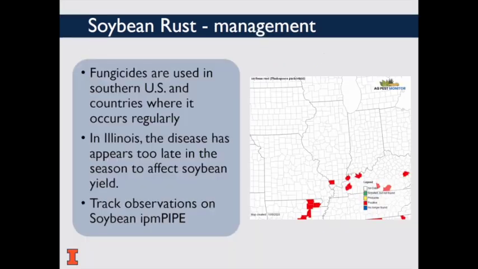Foliar fungicides are used extensively to manage soybean rust in areas of the southern U.S. and countries where the disease occurs regularly. Soybean rust detections in Illinois have occurred late in the season when soybean plants were nearing maturity and no yield loss had occurred. Track soybean rust observations and progression on the Soybean Pest Information Platform for Extension and Education.